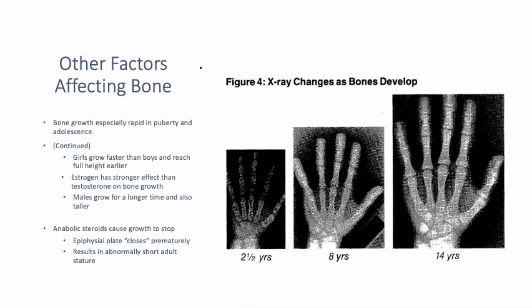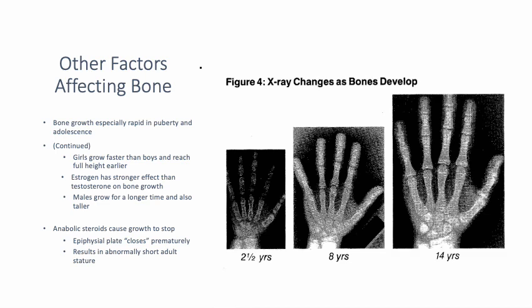Estrogen has a stronger effect than testosterone in bone growth. So when a girl starts puberty, she releases a lot of estrogen and makes them grow quicker, but then it stops. Males grow for a longer time and they also grow taller because they have way less estrogen. It takes more time. Anabolic steroids can cause growth to stop.